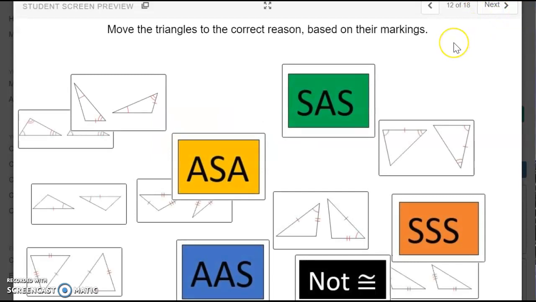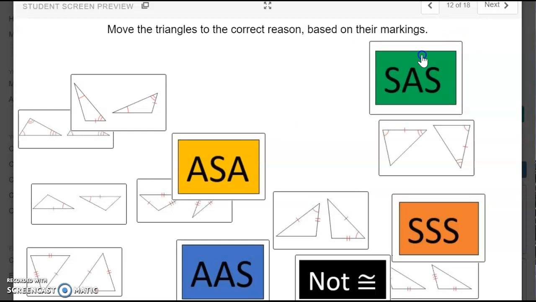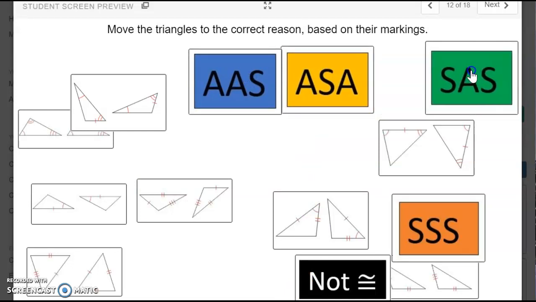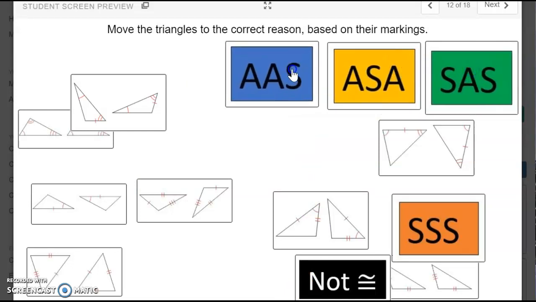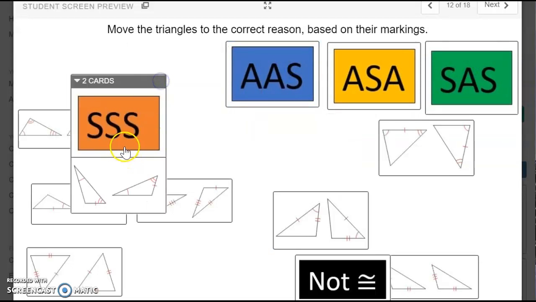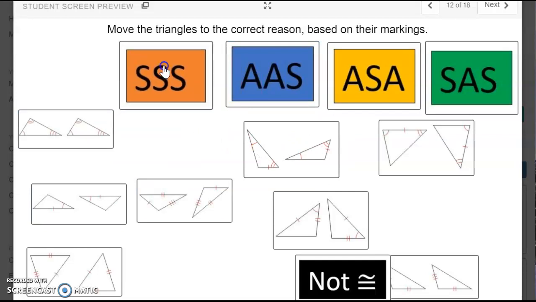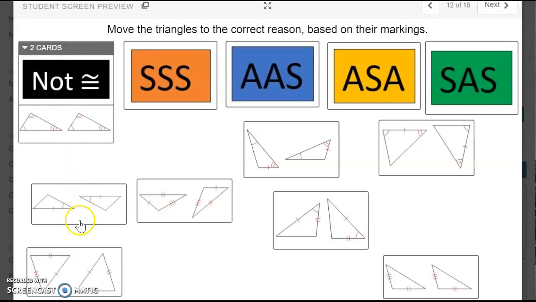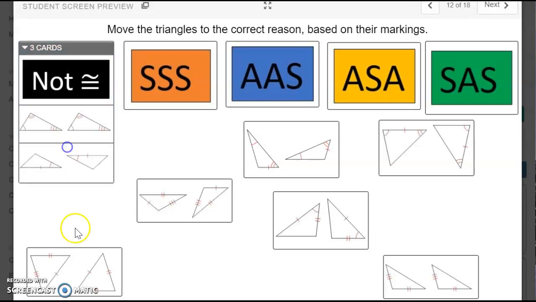All right, so then we have some card sorting to do. Let's move all of those in here so that we can have a good view of those letters. They have not been matched yet. We'll just do one at a time. Looking at this, what do we have here? We have one pair of angles, another pair of angles, and a third pair of angles. AAA is not a triangle congruence rule, so it goes in the not congruent. What about this? I have one side and another pair of angles. Two things are never going to be enough.